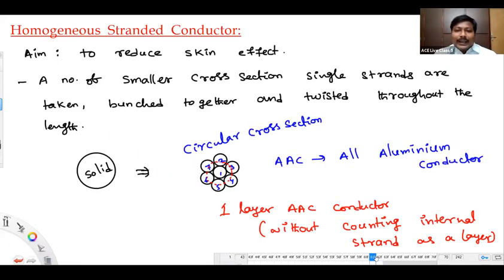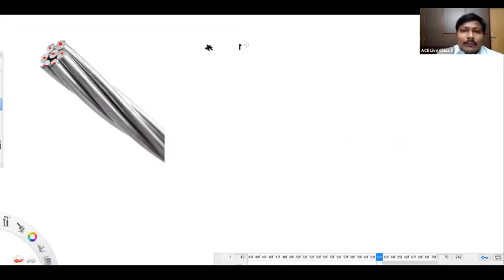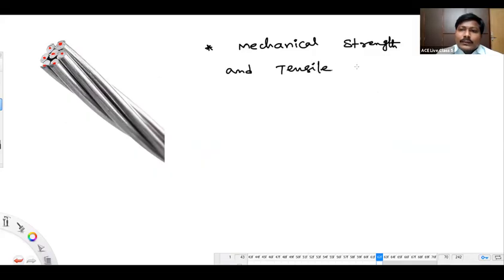Let us see. Mechanical strength of this conductor is very, very low. That's one of the disadvantages of this conductor. Mechanical strength, or we can sometimes say tensile strength, of this conductor is very, very low. So I'm saying that. Mechanical strength is low for this conductor compared to solid. Tensile strength of AAC is low compared to solid.